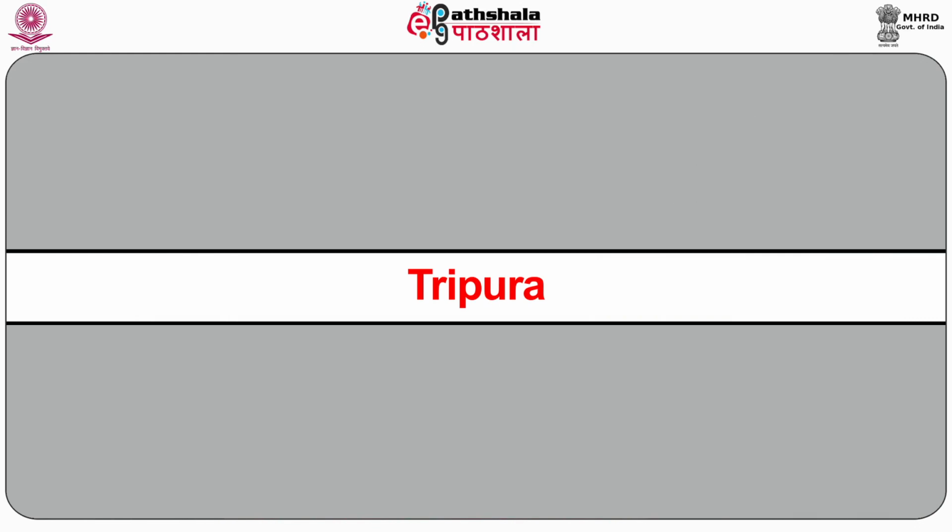Tripura. It has 432 major wetlands. Inland wetlands dominate the coastal wetlands. Major types include rivers, streams, lake, ponds, etc.